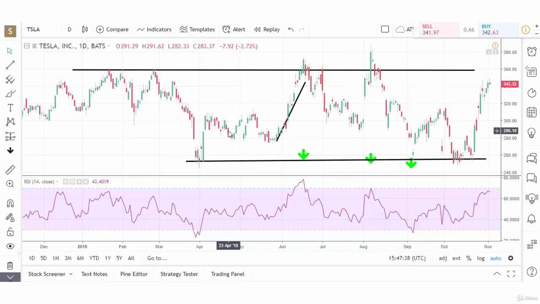So if we had used resistance and support along with our RSI indicator, that would have given us more confidence that the trades were correct at this point. RSI is an oscillator that is best used, if you can, with a support and resistance level. So that's RSI combined with support and resistance in the stock of Tesla.